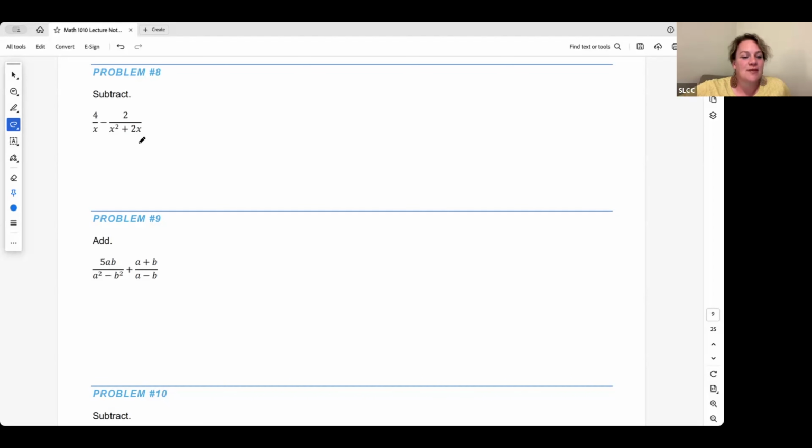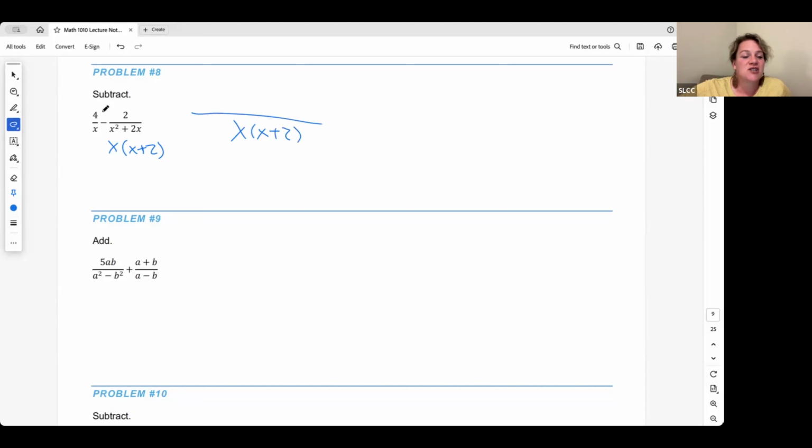Let's look at our common denominator. So x squared plus 2x will factor into x times x plus 2. Notice we have an x in the first denominator. So what can both denominators multiply into? And the answer is x times x plus 2. So we have x times x plus 2.